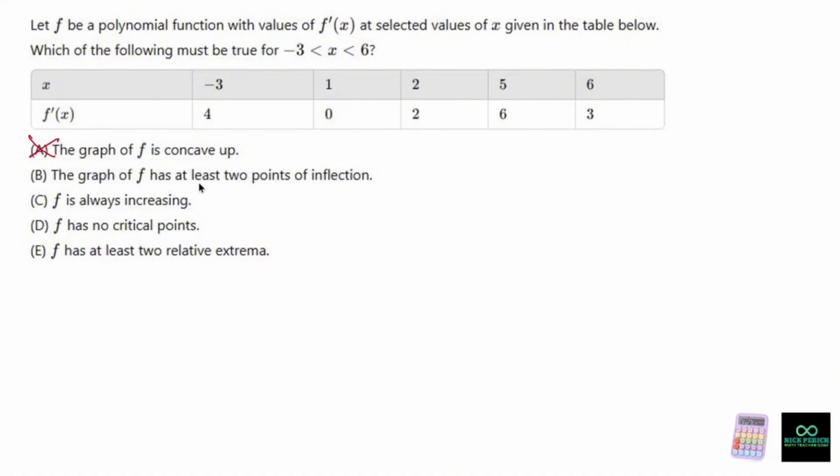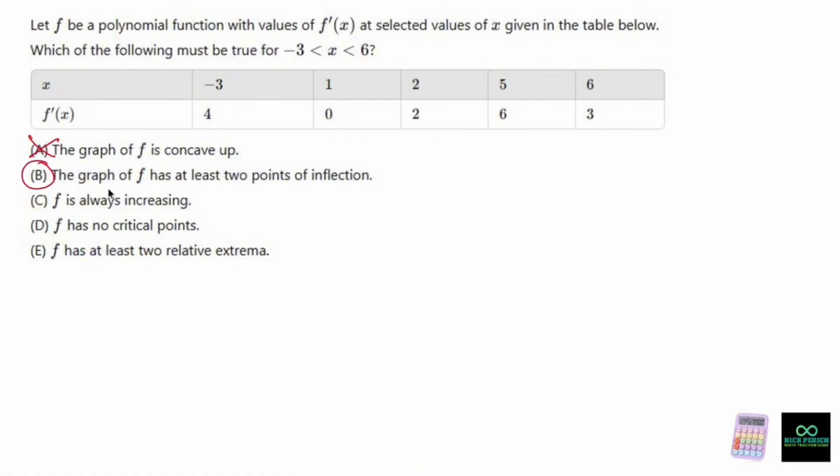The graph of f has at least 2 points of inflection. Well, looking at what I have, it looks like f prime changes direction twice. Because I go from 4 to 0 to 2, so that's a change of direction. And then from 2 to 6 to 3, there's another change of direction. So since it changes direction twice, we can assume that the graph has 2 points of inflection.